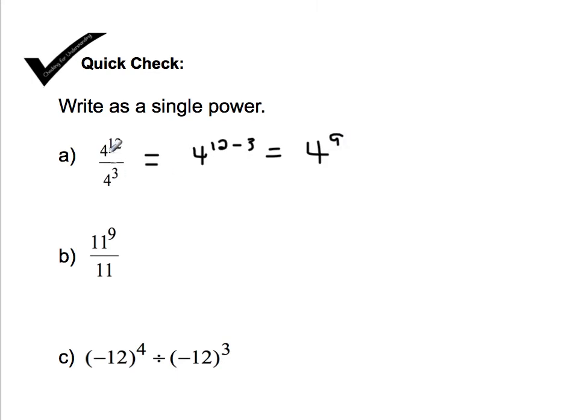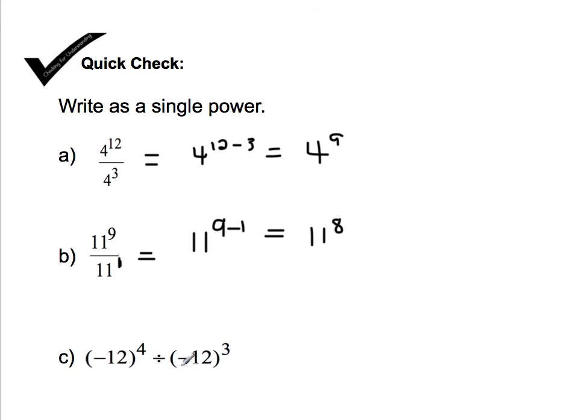So again, here we have 2 powers. We have the same base. So all we have to do is subtract the exponents. So 12 minus 3 is 9. In B, let's just put a 1 in there so we don't forget about it, because that's the identity power. Bases are the same. I subtract the exponents, and I get 11 to the power of 8.